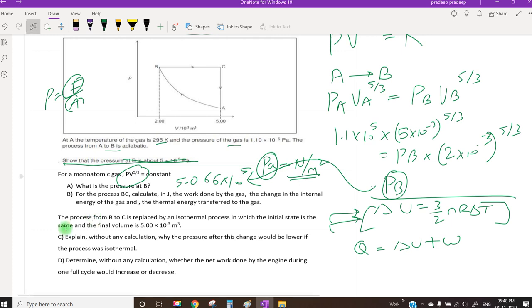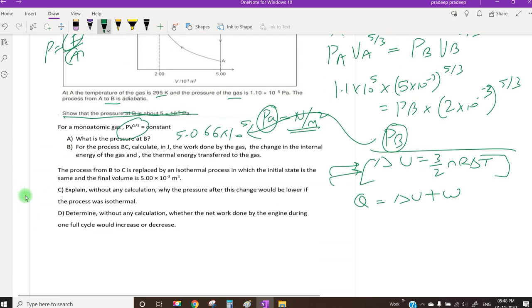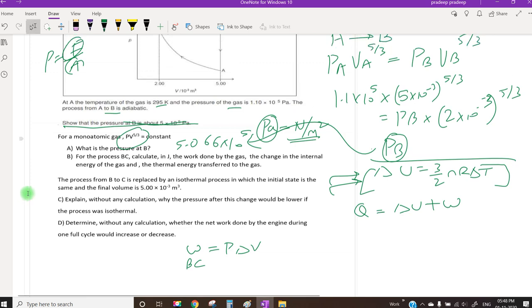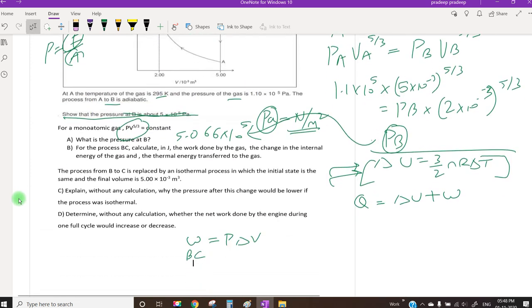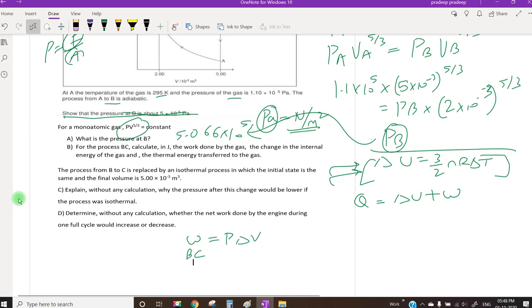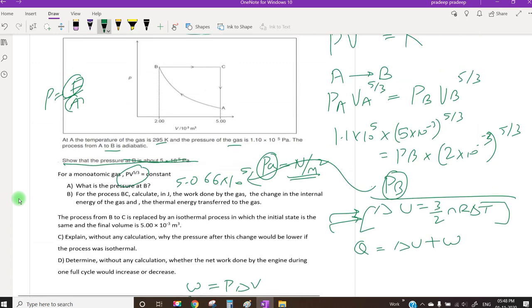So if I focus first on the work done, see Sheldon, the work done formula is basic. We use pressure into delta V, and we need to find the work done for the process BC. Now Sheldon, just check the graph and tell me what is the pressure for BC. It would be 5 minus 2. No, no, that is the delta V, the change in the volume. That is 5 minus 2.